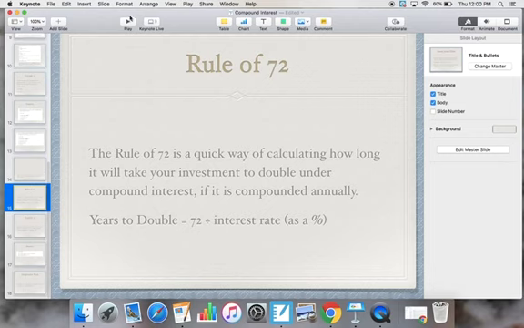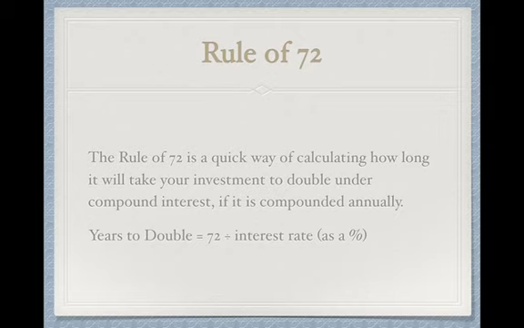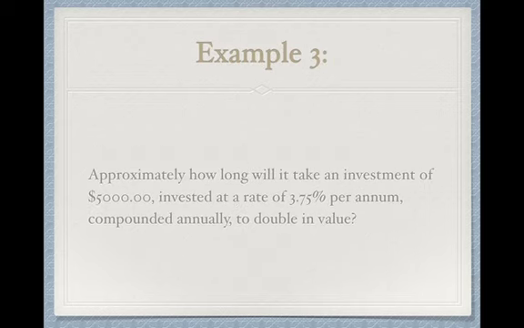Okay, last thing to talk about in this lesson is the rule of 72. That rule of 72 is a quick way of calculating how long it's going to take your investment to double under compound interest if it's compounded annually. The formula for this is just 72 divided by the interest rate, but you keep the interest rate as a percentage. Because the rule of 72 is just an estimation strategy, we don't have to be exact, so you don't convert your percentage into a decimal. You can just leave it as it is, and it's just 72 divided by that number, okay?